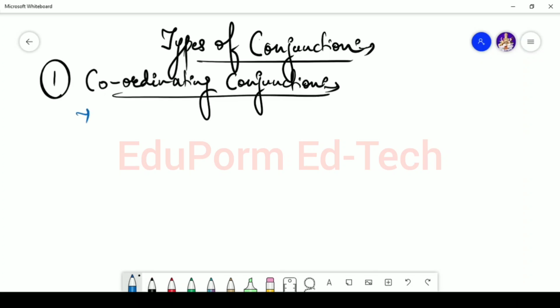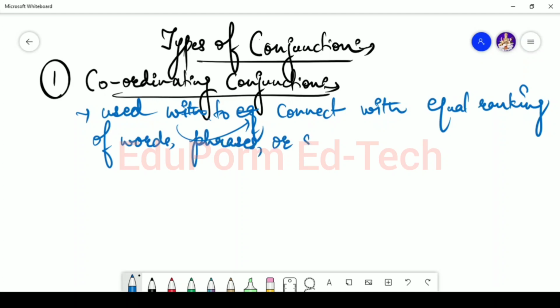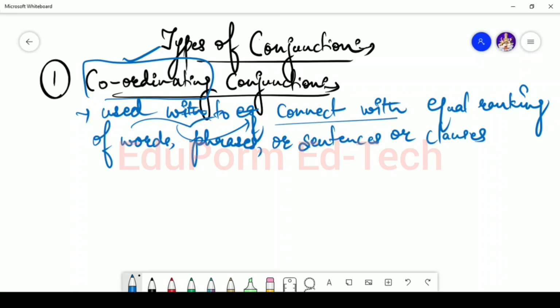Okay. Now these are basically, coordinate karna means, you understand, like coordinate karna, equal contribute karna. So these conjunctions are basically used to connect with equal ranking of words, phrases, sentences or clauses. Okay. So coordinating conjunctions are basically used to connect with equal ranking of words, phrases, sentences or clauses.